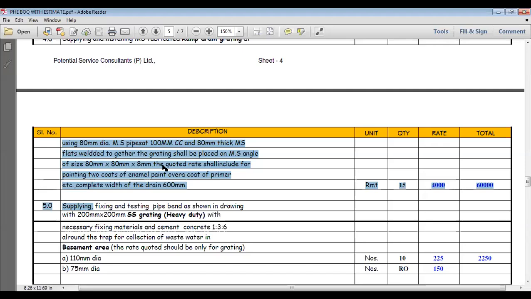It is 8 mm. The coated red shall be good for the painting, two coats of enamel paint over a coat of primer, etc. Complete, without the rim, 600 mm, like that they have to do. This is the grating of the ramp drain.